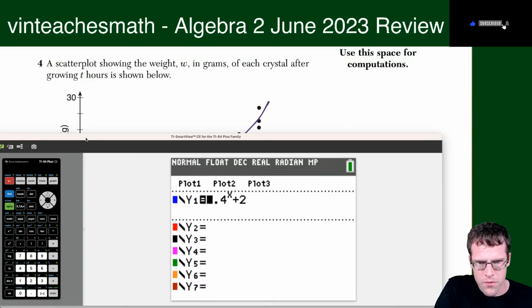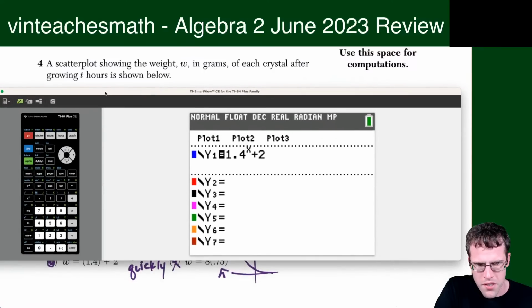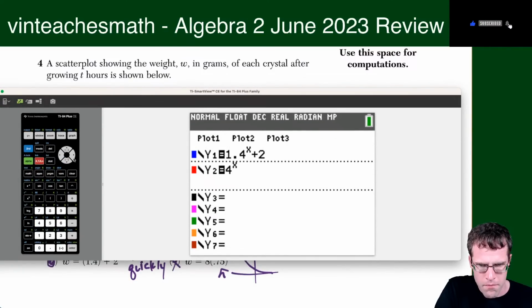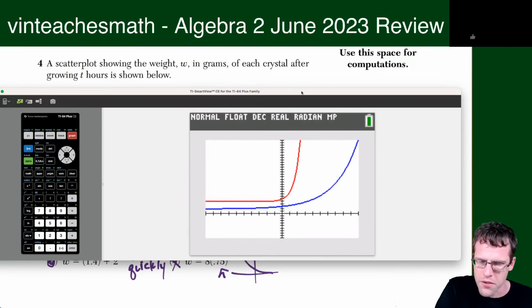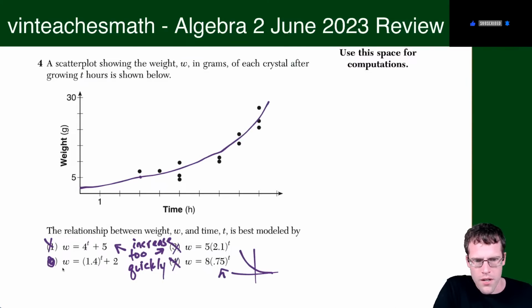If I were to do one of the answers that was incorrect, let's say 4 to the t plus 5, so I do 4 to the x and then plus 5 on the outside like this, it's going to fly off the page. See, it's way too quick. It goes up way, way too fast. It's not covering any of the space over here. All right, so that's why choice 2 is our answer.